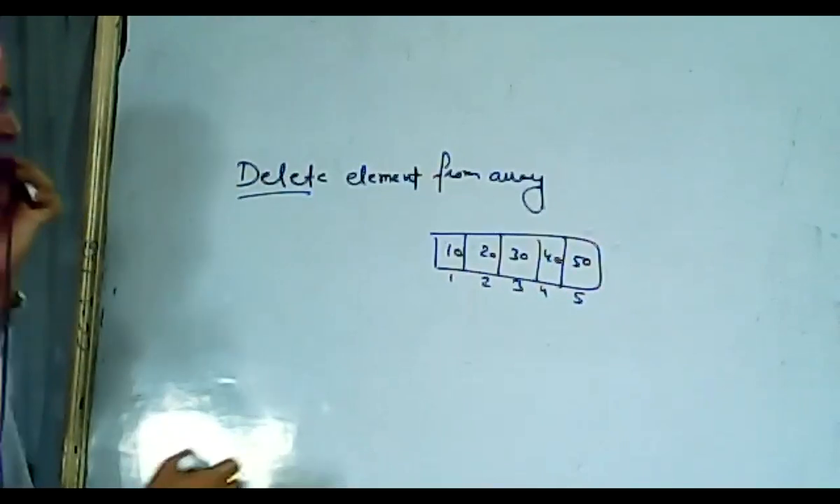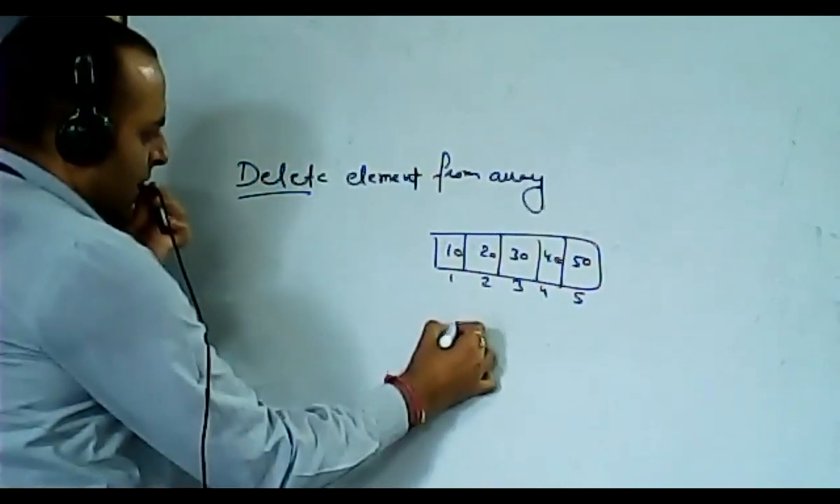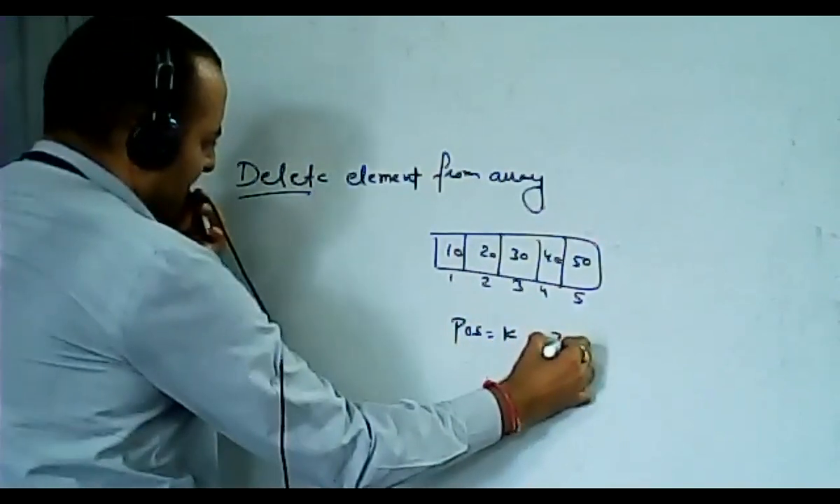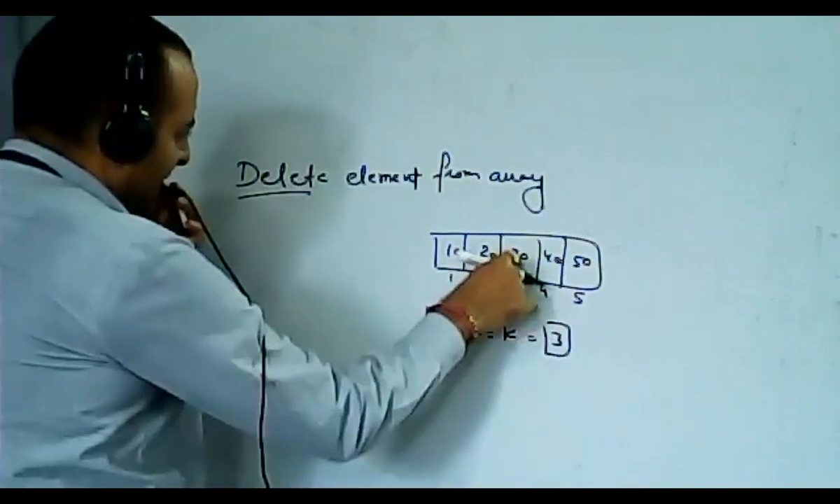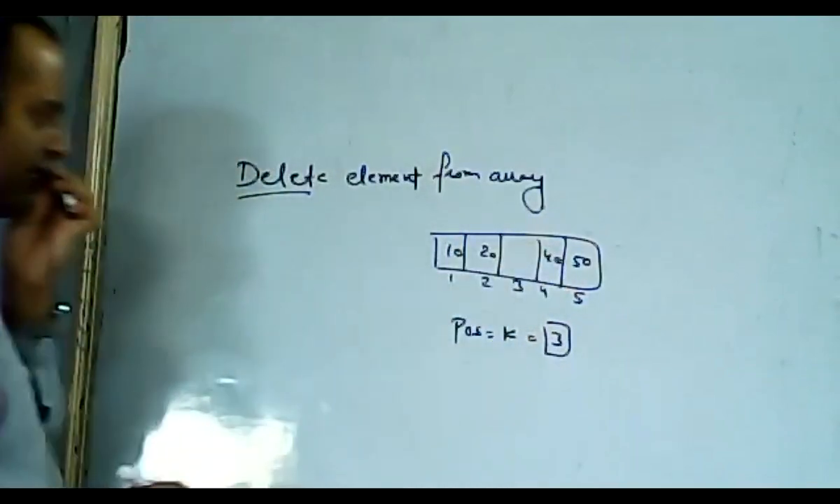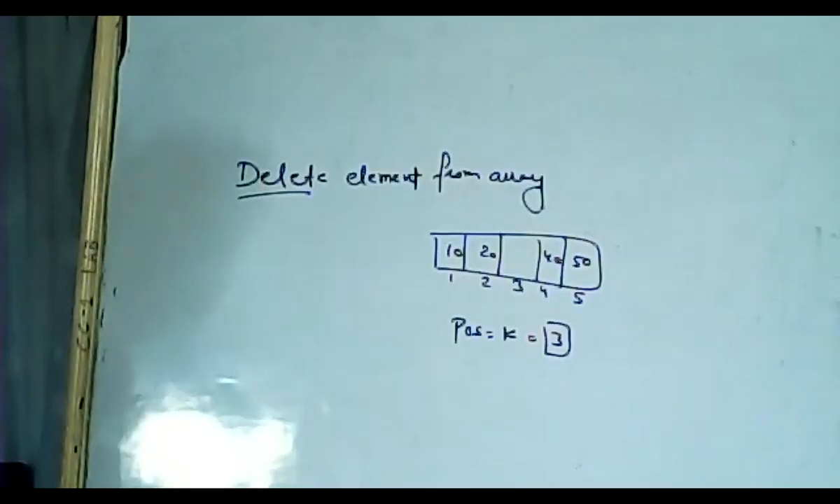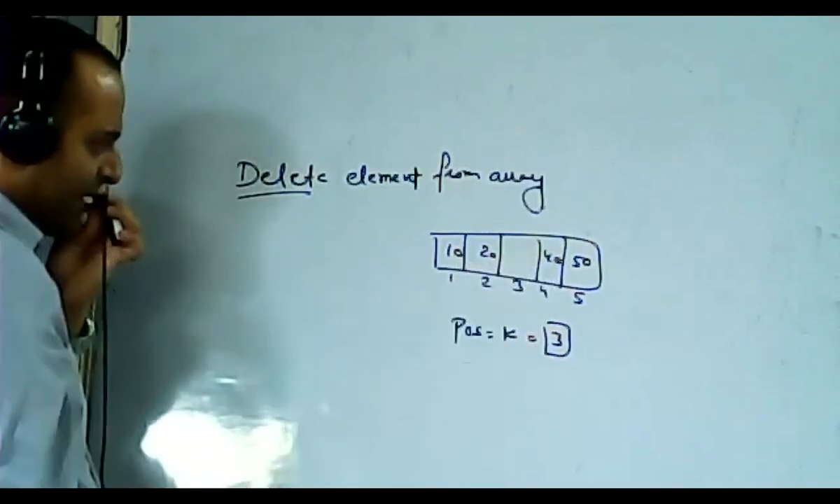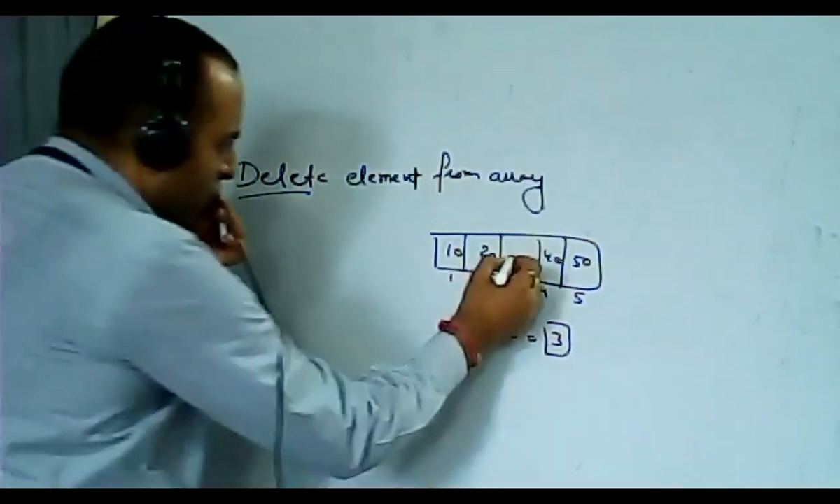Now 10, 20, 30, 40, 50. If you want to delete something from the array, the position must be given. The position is k. Suppose I say delete 3. Delete 3 means delete 30. Is there any provision in programming that I am able to delete 30 directly? No, sir. 30 ko main directly delete nahi kar sakta because the array is linear. Agar main isko delete kar dunga to this location will be empty. Linear rahega hi nahi.